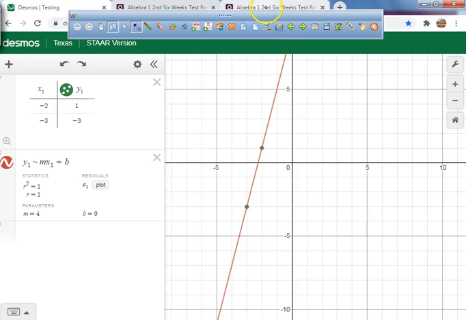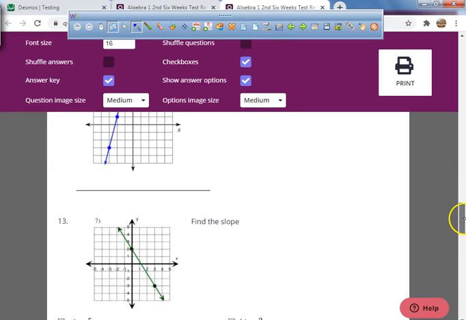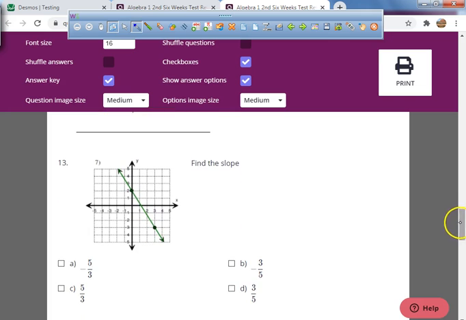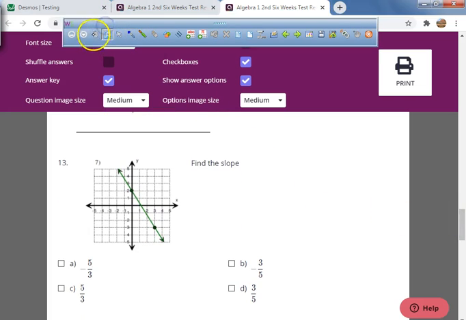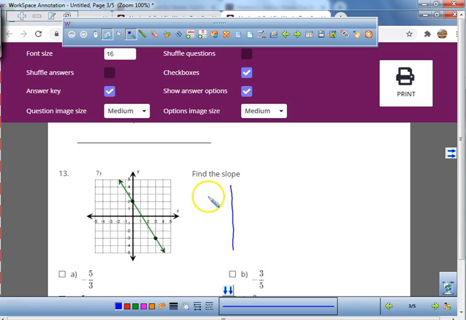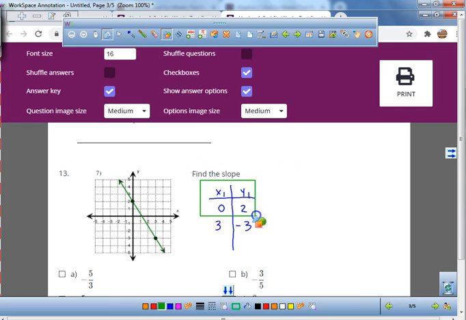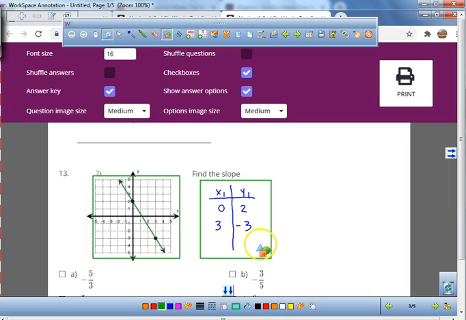All right, let's go back to our test right here. Let's go down to the next one. It says find the what? Find the slope of the line. So here's what I'd like you to do. In your journal, I want you to plot 2 points for me, please. I'm going to call this the x1, I'll call this the y1. The 2 points I want you to plot are 0 and 2, and 3 and -3. I need you guys to plot those 2 points. So you should have a graph right here, and you should have those 2 points.